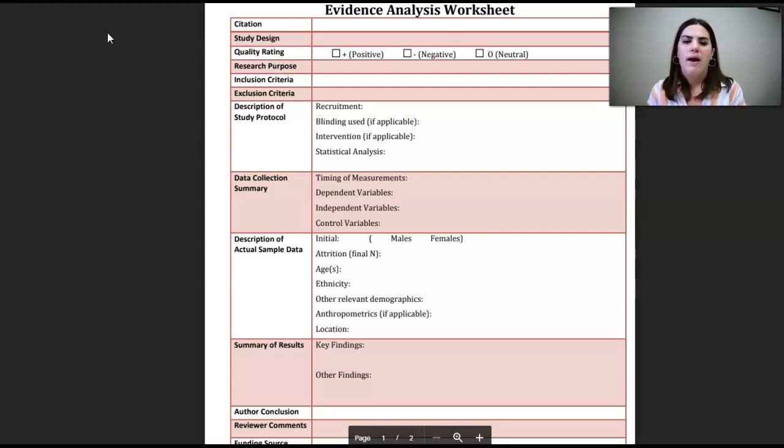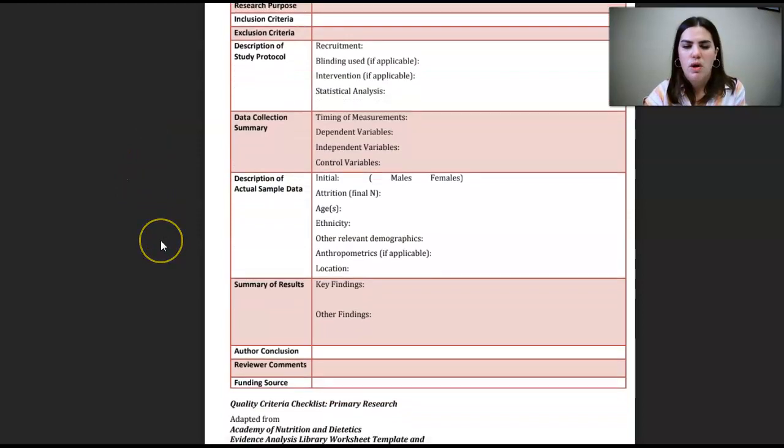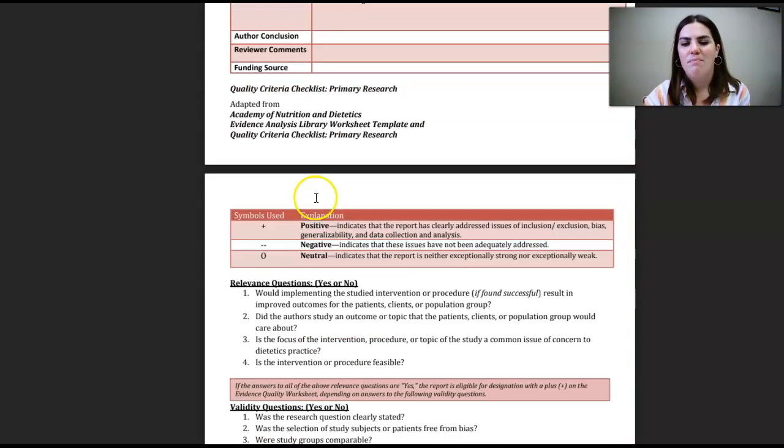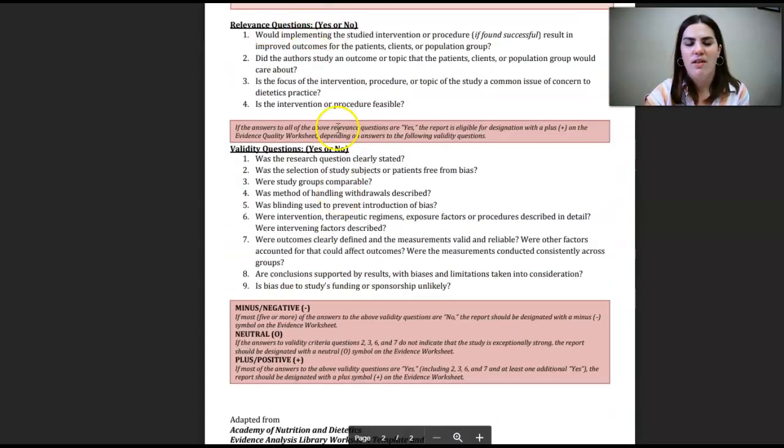Beyond that, we're going to talk about the description of study protocol, the data collection summary, and the sample data information a little bit later. I'll show you specifically what you're going to be doing for this assignment, but I'm just walking you through each of these. It's important for me to say that this first page of the worksheet is you simply pulling information that's provided in the article that you've read and putting it into the worksheet, because these help you to answer the validity and the relevance questions on the back.